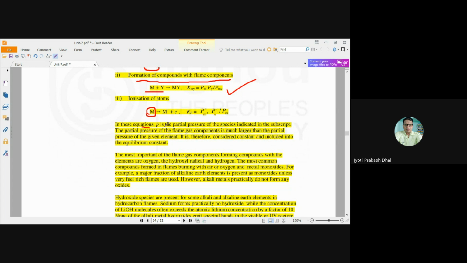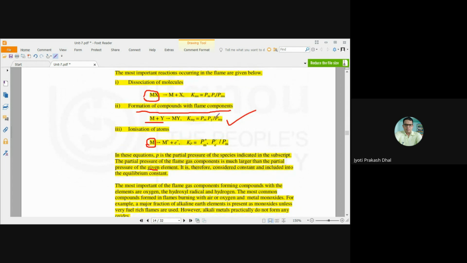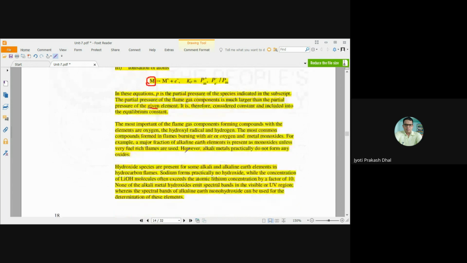In this equation, P is the partial pressure of the species indicated in the subscript, and the partial pressure of the flame gas component is much larger than the partial pressure of the given element. So Py is the partial pressure of the flame gas. It is therefore considered constant and included in the equilibrium constant. The most important flame gas components forming compounds with the element are oxygen, hydroxyl radicals, and hydrogen.